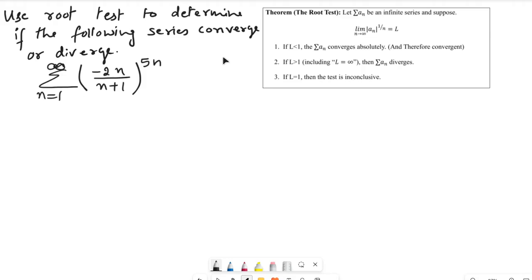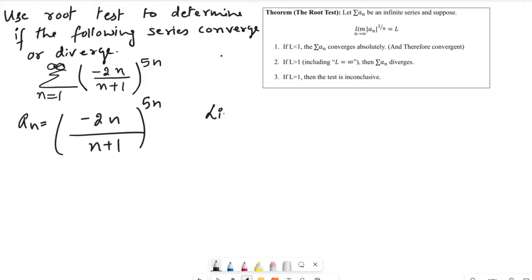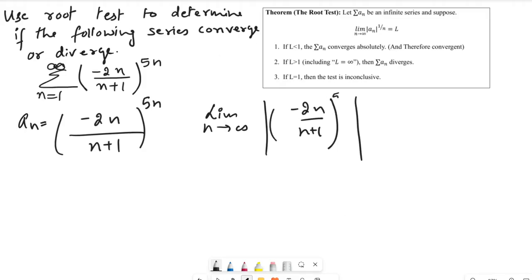Let's do another example of the root test. We have the series given. Here a_n is negative 2n by n plus 1, to the power 5n. For the root test, we need to take the limit as n approaches infinity of the absolute value of negative 2n by n plus 1, to the power 5n, whole to the power 1 by n. Now the negative sign will be taken care of by the absolute value.